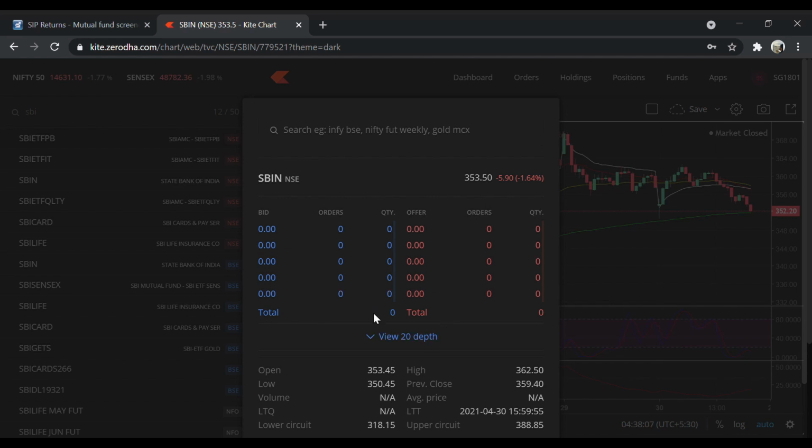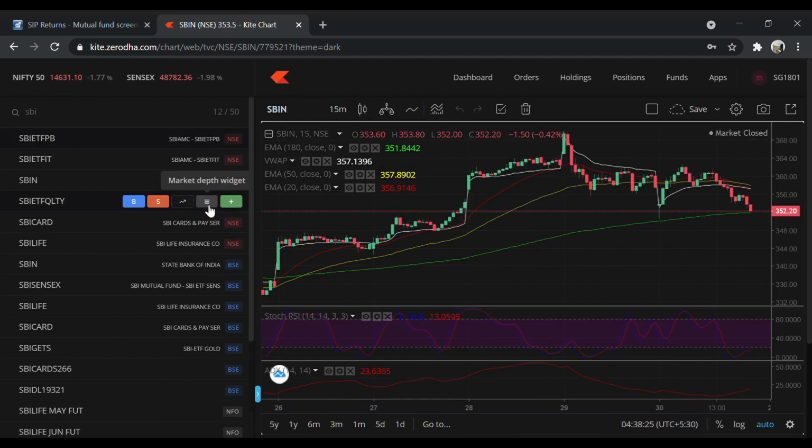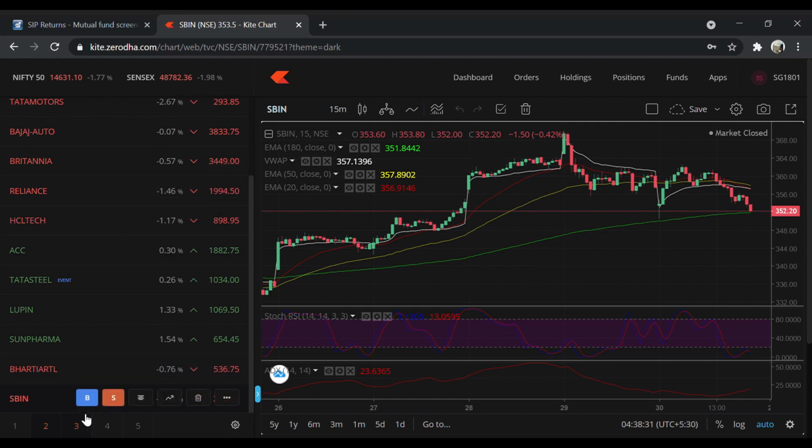Now presently the market is closed, so there's no movement, but you also get to see the open, what was the day's open, what was the high of the day, and what was the lowest price of the stock in the day. So low, high, and open. So that's that. Then the fifth one is you add it to the watch list.